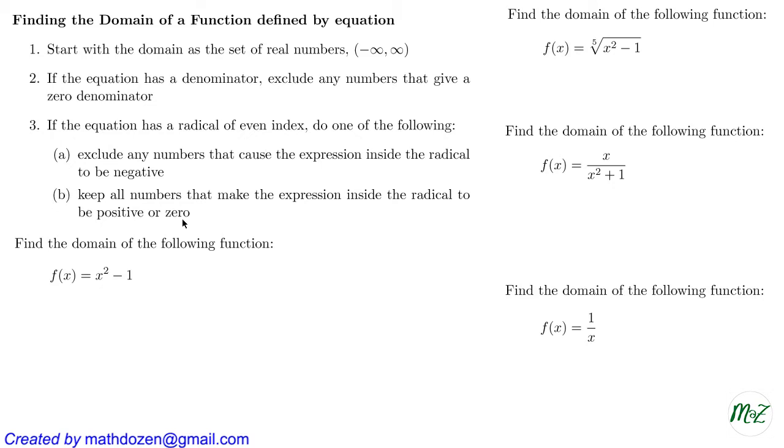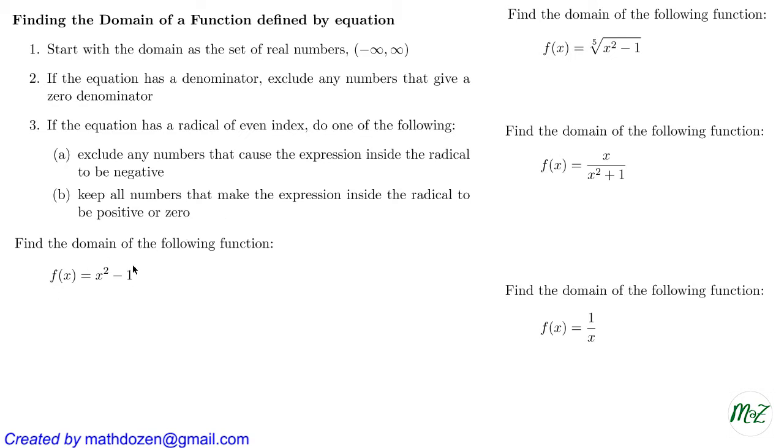Another set of x values that usually needs to be excluded is the x values that make the content of an even index radical negative, because we cannot take the square root of a negative number, or the fourth degree root of a negative number, and get away with a real answer. So let's look at those 4 examples.